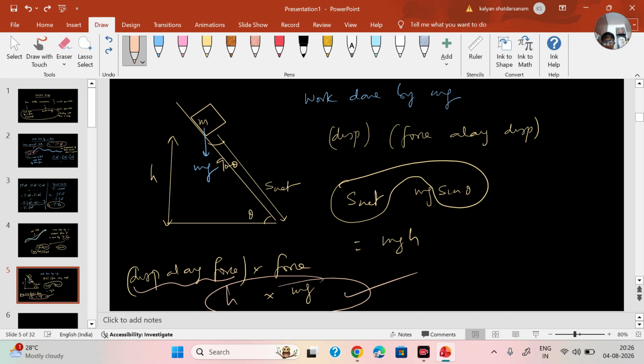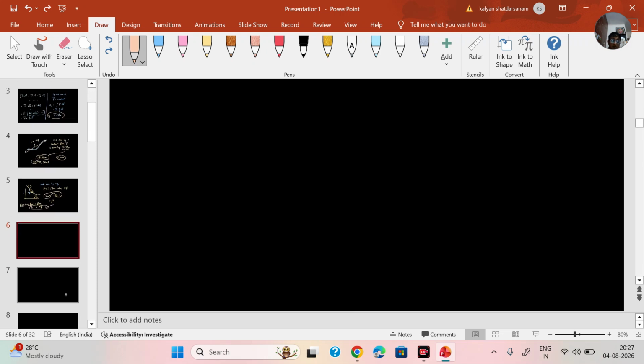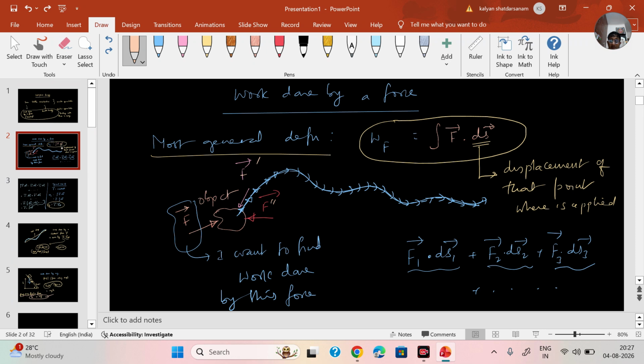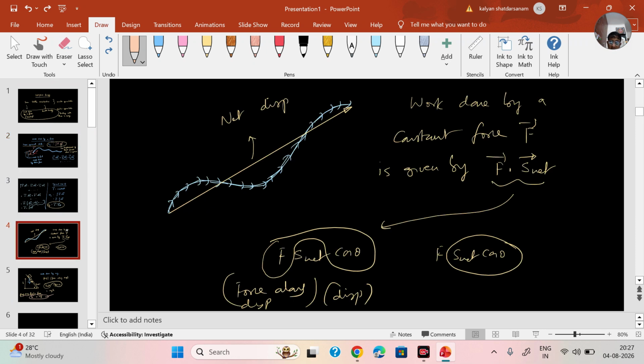But sometimes one method may be faster. I like this idea of displacement along force multiplied by force. This idea I like very much. It is faster sometimes. So that is work done by constant force. So that was special case one. So work done by general force is integral F dot ds. Work done by constant force is F dot S net.